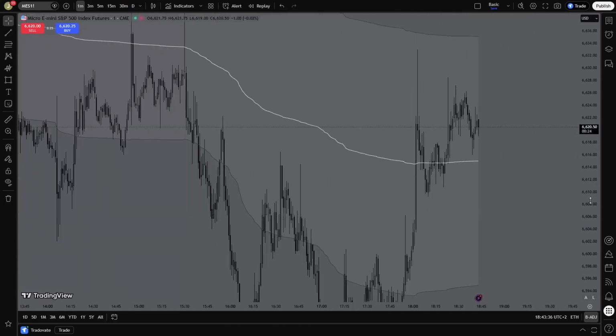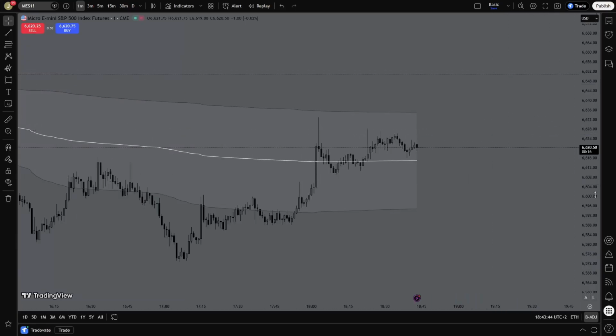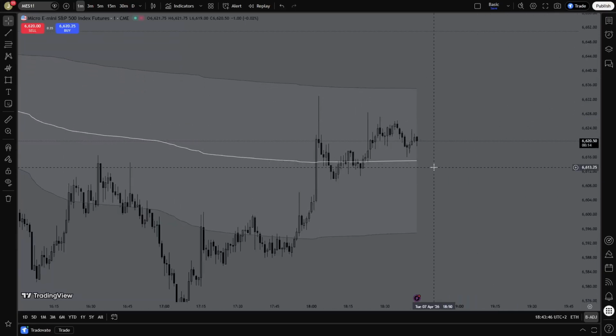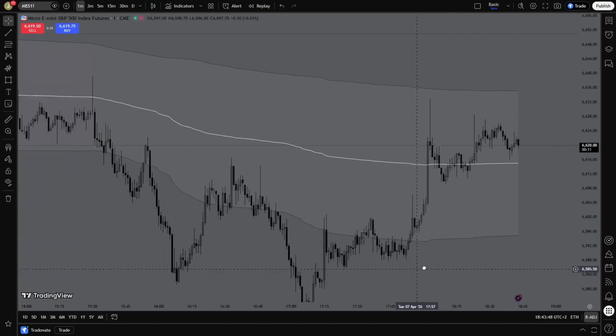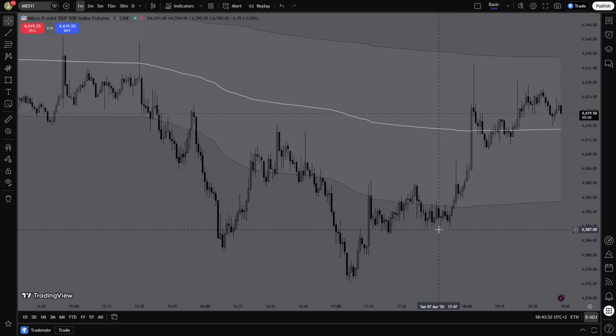Alright, so this is how I use VWAP. It is not the most important concept in my trading book, but I still look at it every trade I take, because it can give me a lot more information and can give me a better trade. Alright, and let's go to the last one.